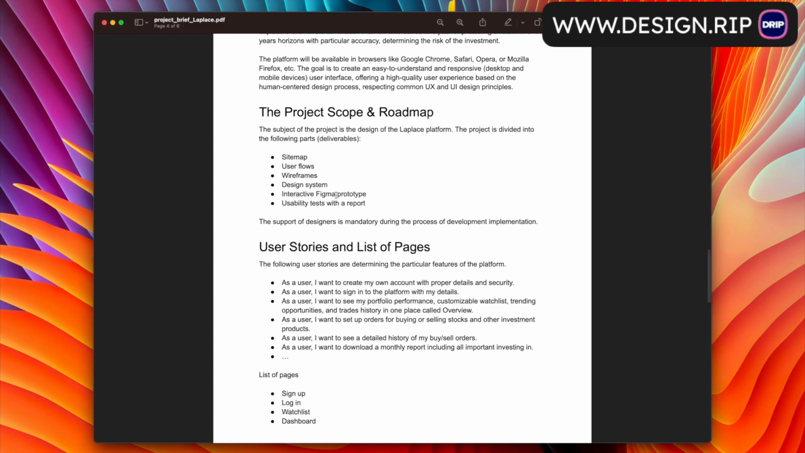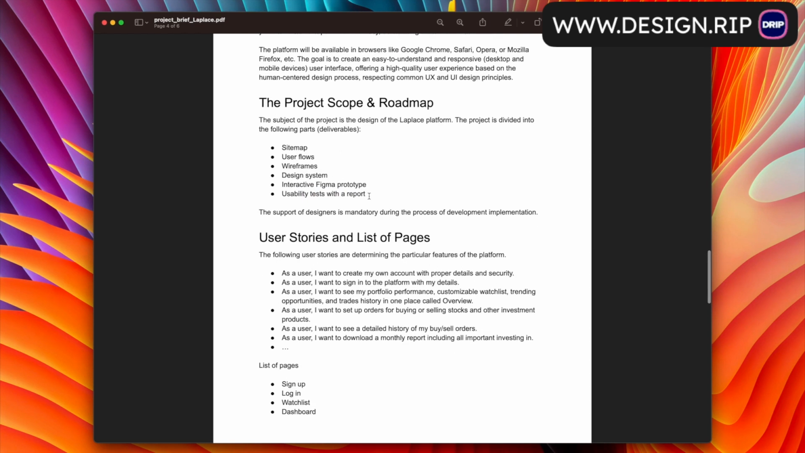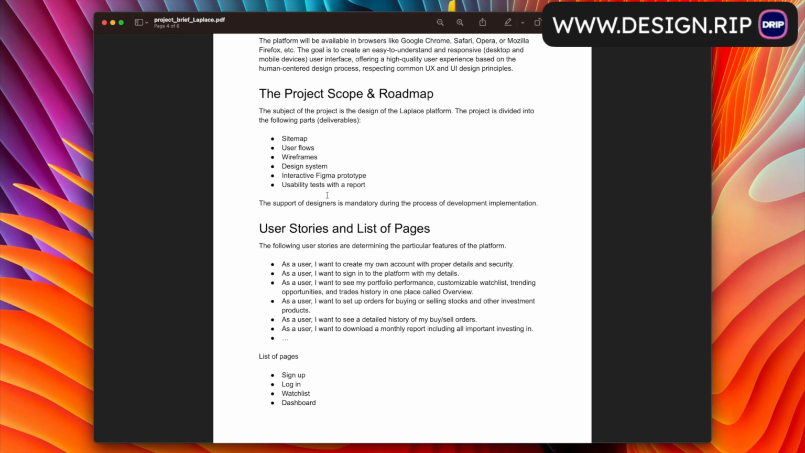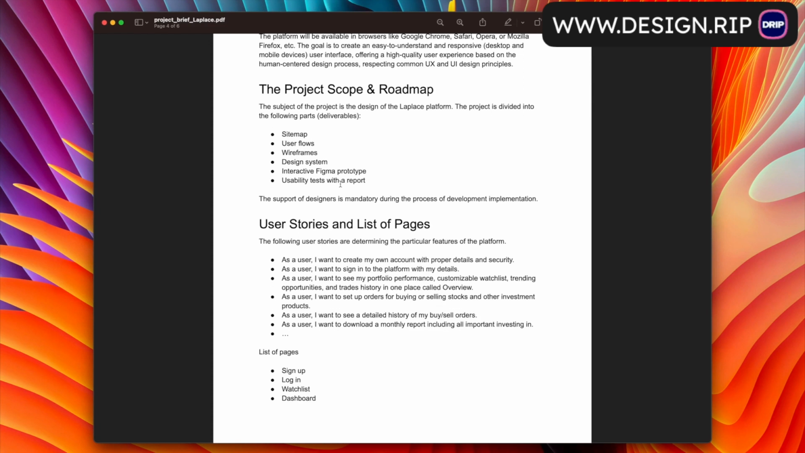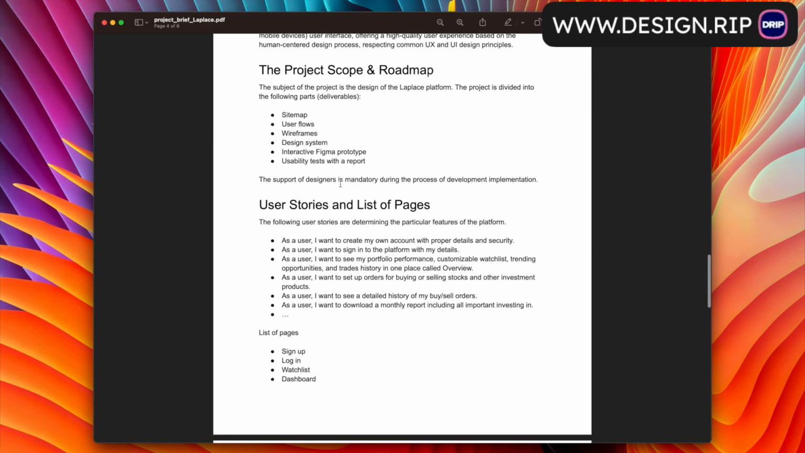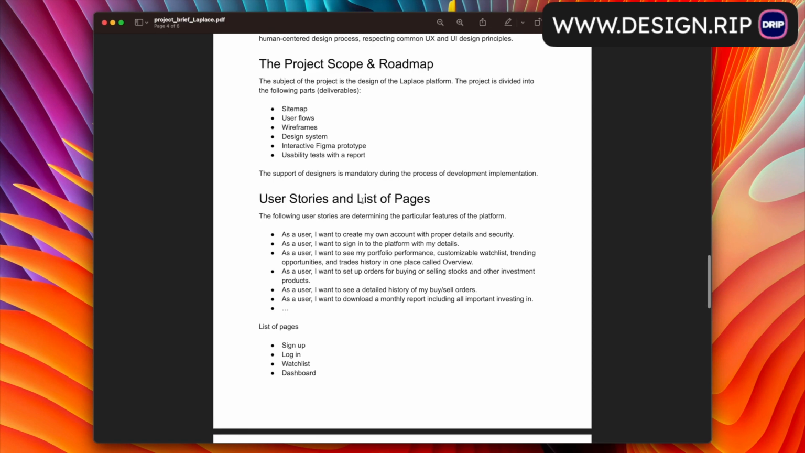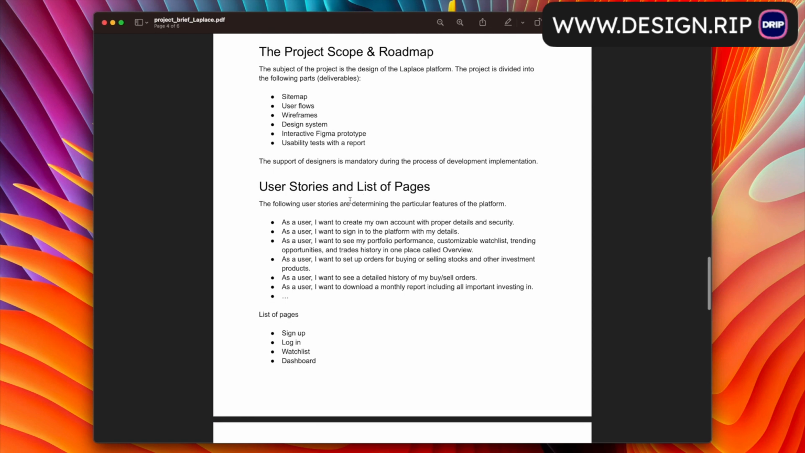The main one will of course be the interactive Figma prototype. It's a clickable prototype showing how the final project will look, and that's the key deliverable as I mentioned, which will then be implemented by developers. Also we should do usability testing with a report. We will test the prototype to get feedback from users, and those tests will be summed up in the report. The support of designers is mandatory during the process of development implementation. With this sentence we just make sure that we support the developers after design approval.